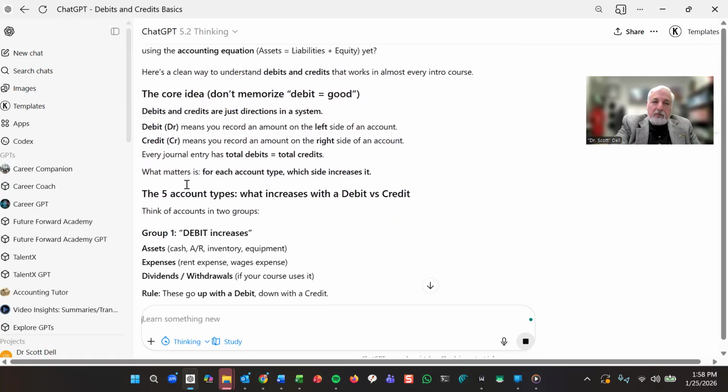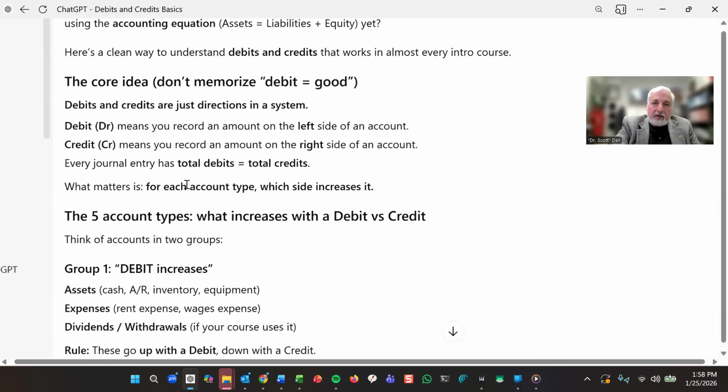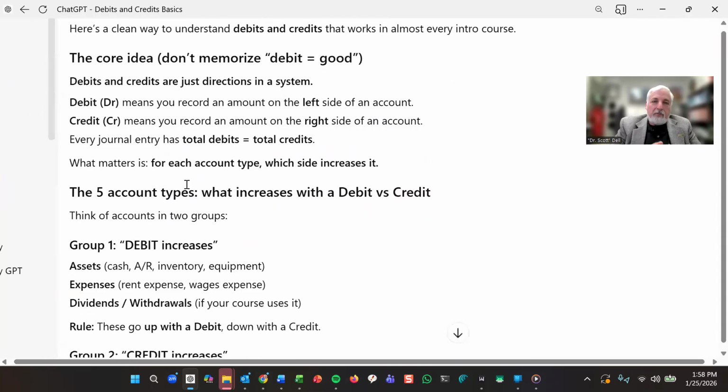Okay, here's a clean way to understand debits and credits. Let's expand a little bit. Core idea: don't memorize debit good, credit bad. No, no, no, no, no. You know that, cash going down is fine. You're spending money and doing that's good too. So debit means to record an amount on the left side of the account. Credit means the right side of the account. I think we heard that before.